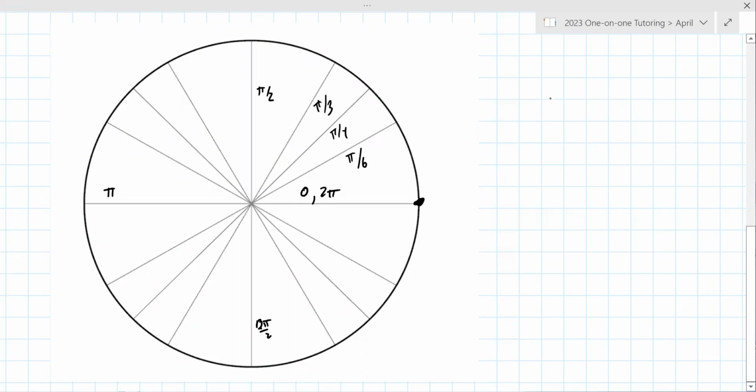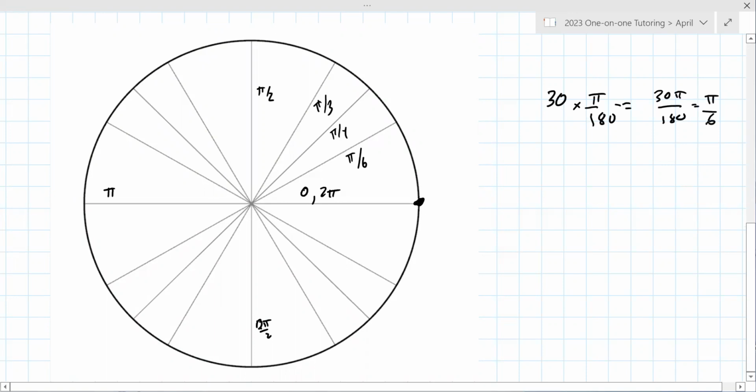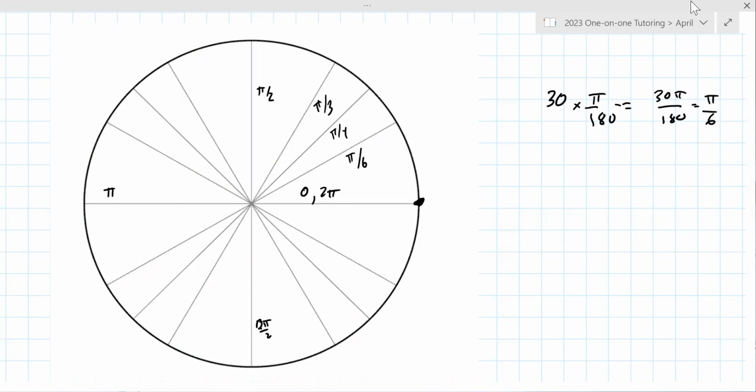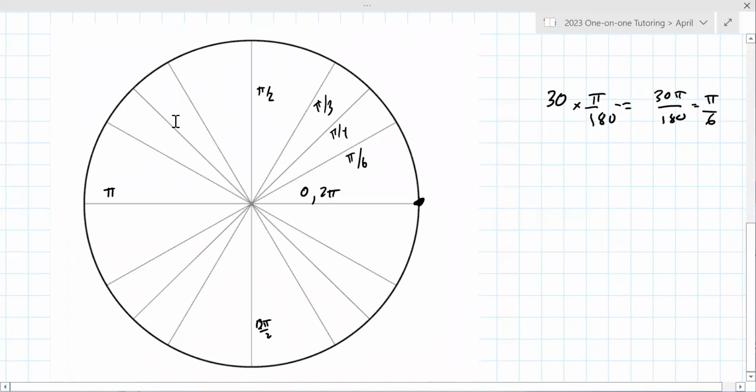Really don't. You could sit here and convert every one of these. This first one is 30 degrees multiplied by pi over 180 to get 30 pi over 180, which is pi over 6. You could do that for every one. I'm not sure that's going to be enough time to do all that. But that would be how you would do it for these ones if you don't know them, if you had the degree, you could convert.